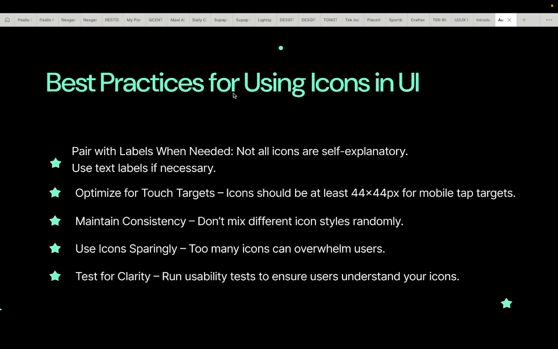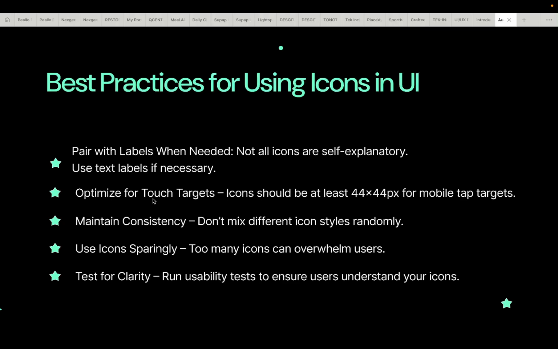Then best practice when you're using icons. You pair icons with labels when needed. Sometimes some icons might not be recognizable. If you know an icon might not be easy for people to recognize, because it is probably not one of the common icons that people have related with over time, you can complement it with an explanation, a label to explain it. So not all icons are self-explanatory. Use a text label if necessary.